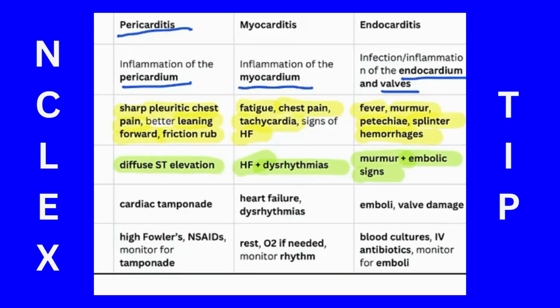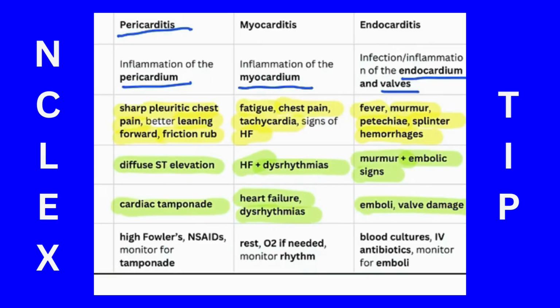So the major complications for endocarditis would be embolism and valve damage, whereas the complications with myocarditis are going to be heart failure and dysrhythmia. The main issue with pericarditis would be cardiac tamponade.